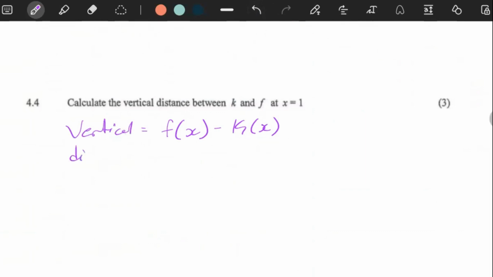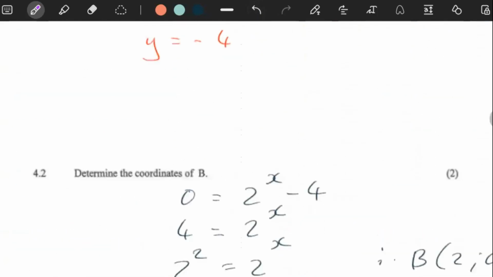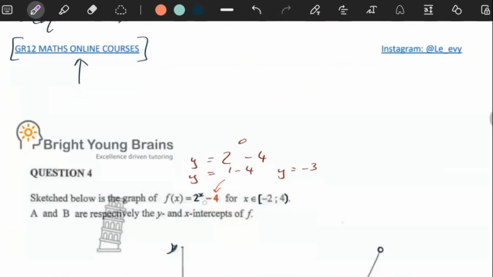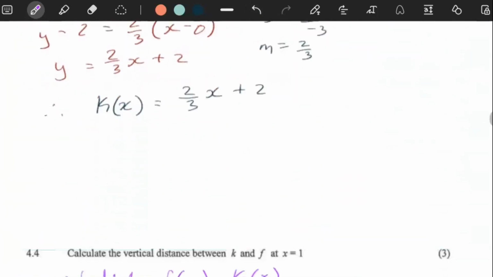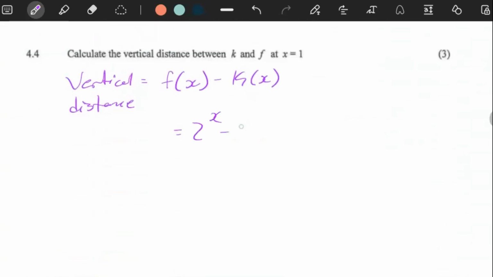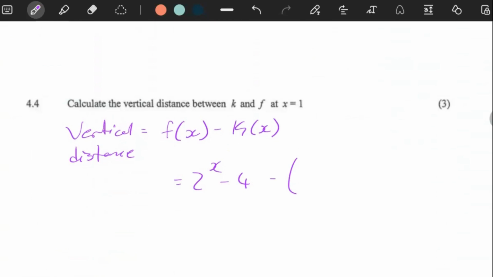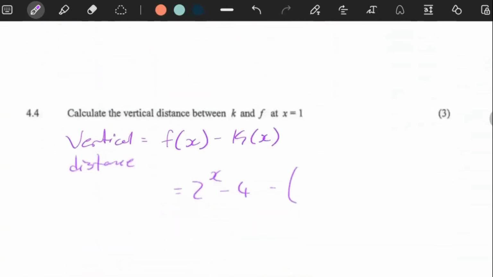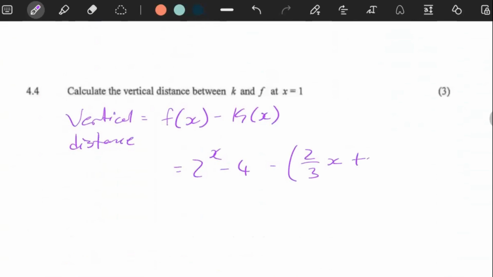Vertical distance. So f(x), we already know it's this equation here of f. It is an exponential graph, 2 to the power of x minus 4. 2 to the power of x minus 4. And then we're subtracting k(x). Brackets are important so that you don't mess up. So this is 2 over 3 x, and then plus 2.